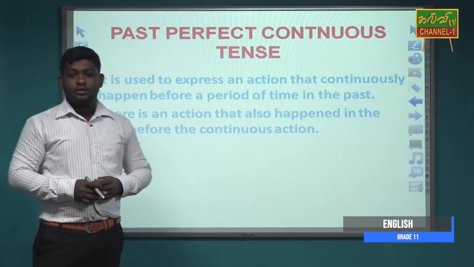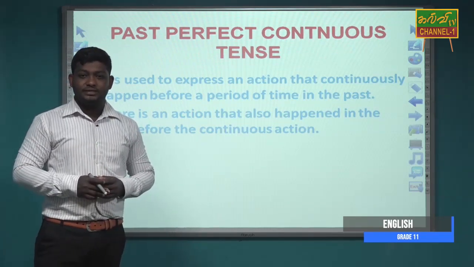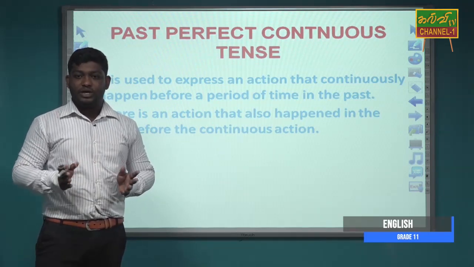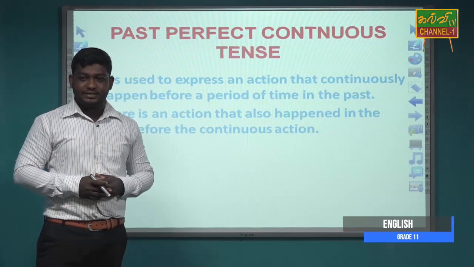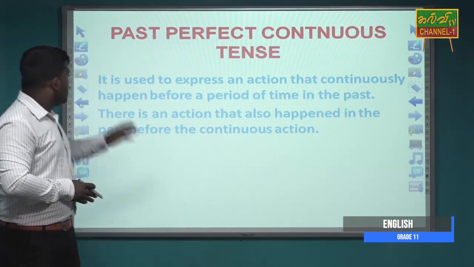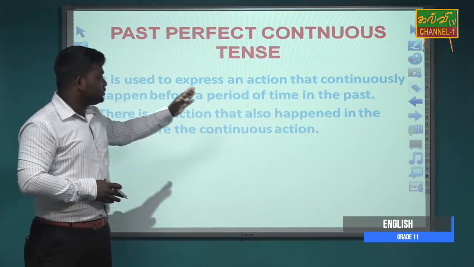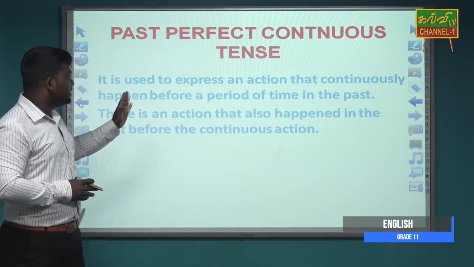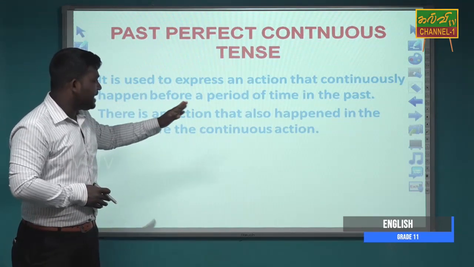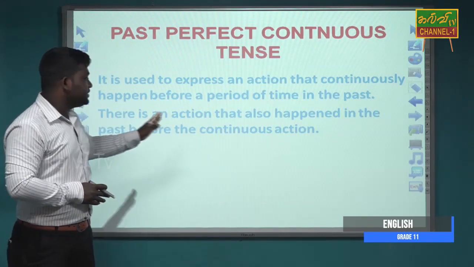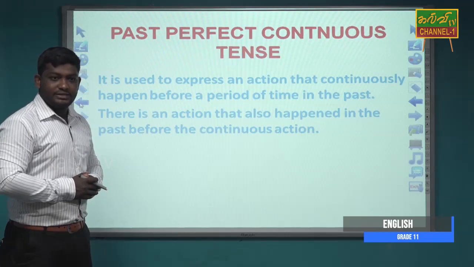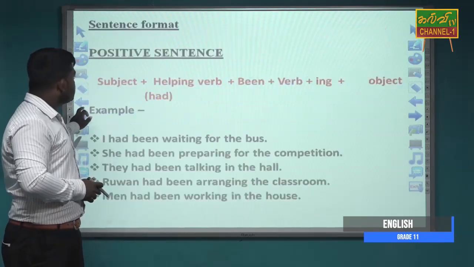In last class, we studied about past tense and in past tense, simple past, past continuous and past perfect. We studied these three tenses. Now we are going to study about past perfect continuous tense. It is used to express an action that continuously happened before a period of time in the past. There is an action that also happened in the past before the continuous actions. So there is the progressive action and there is the finished action.